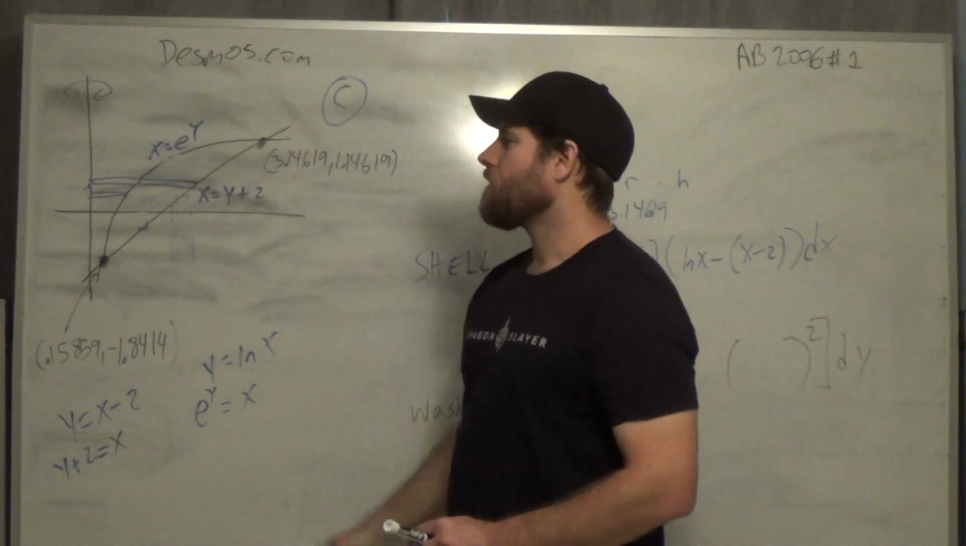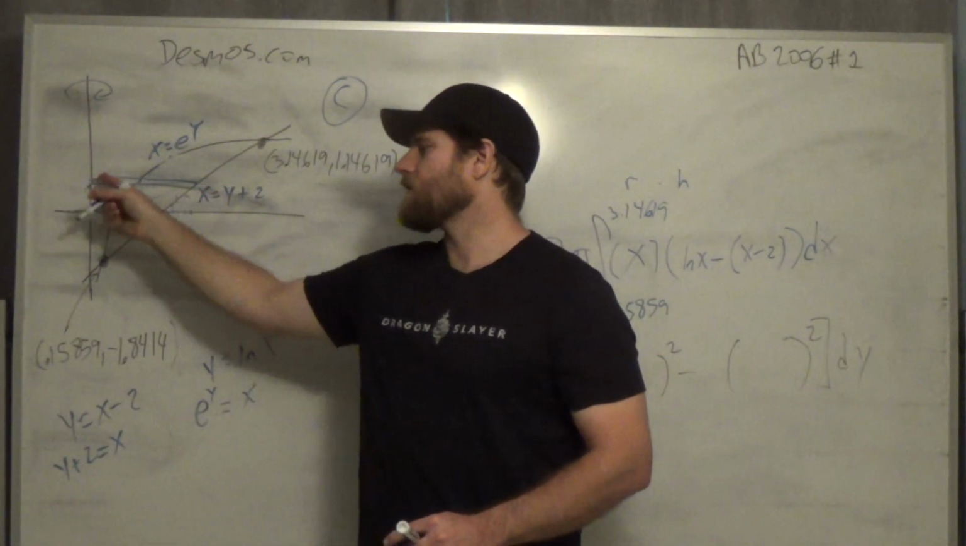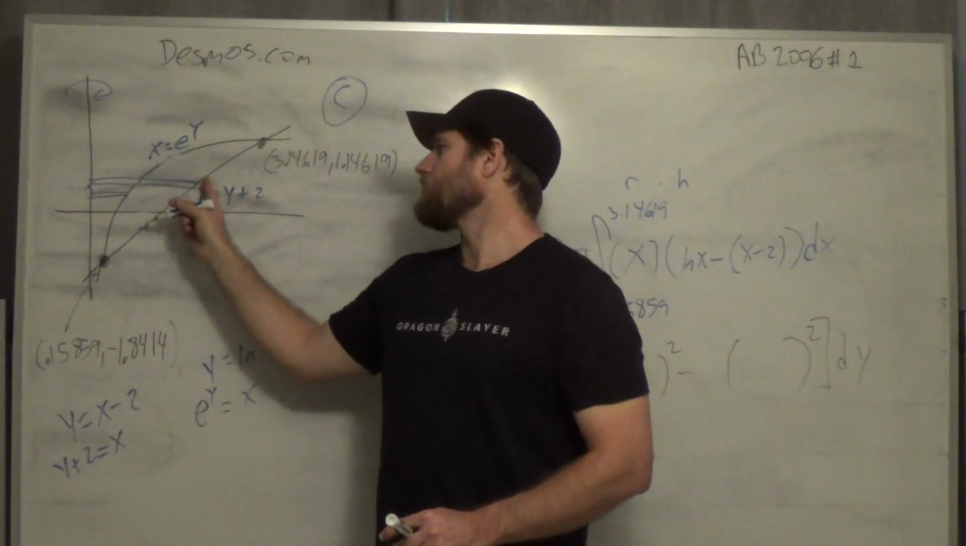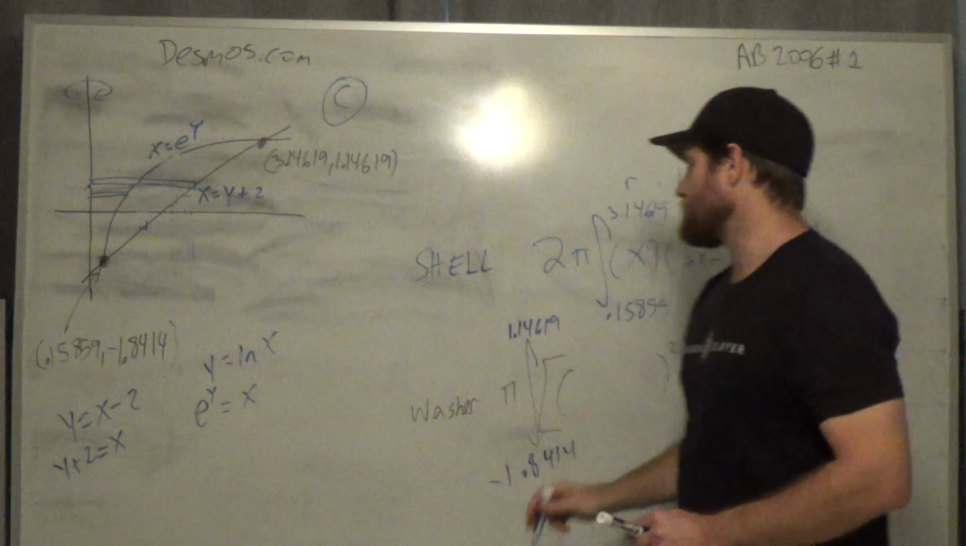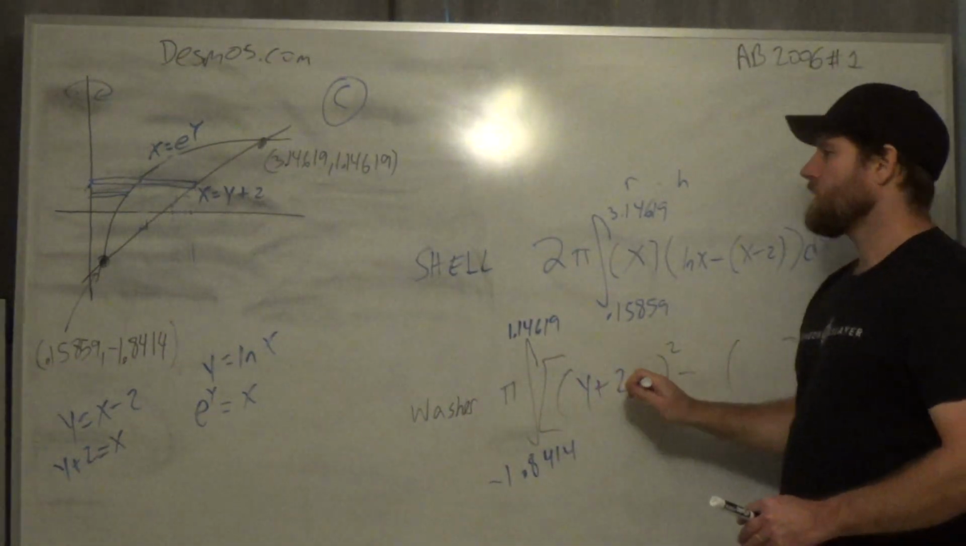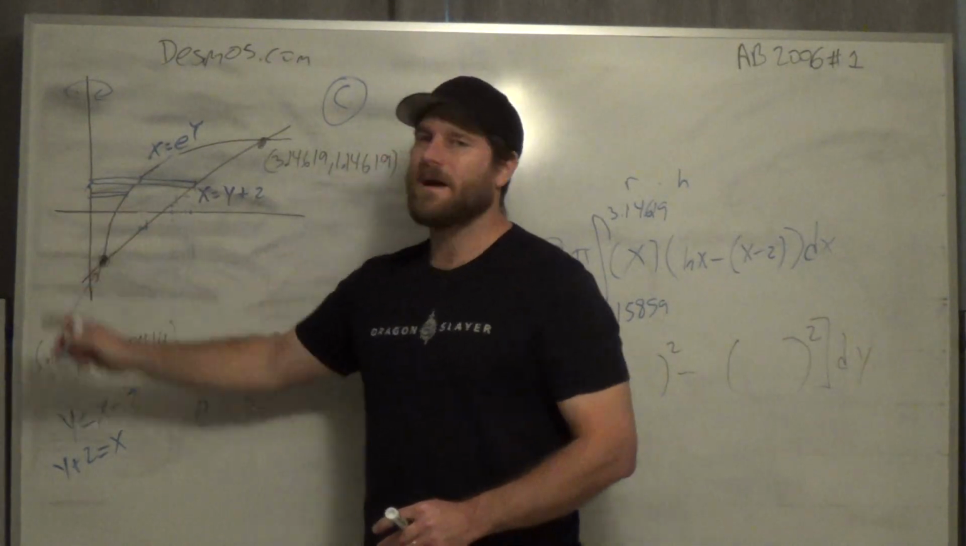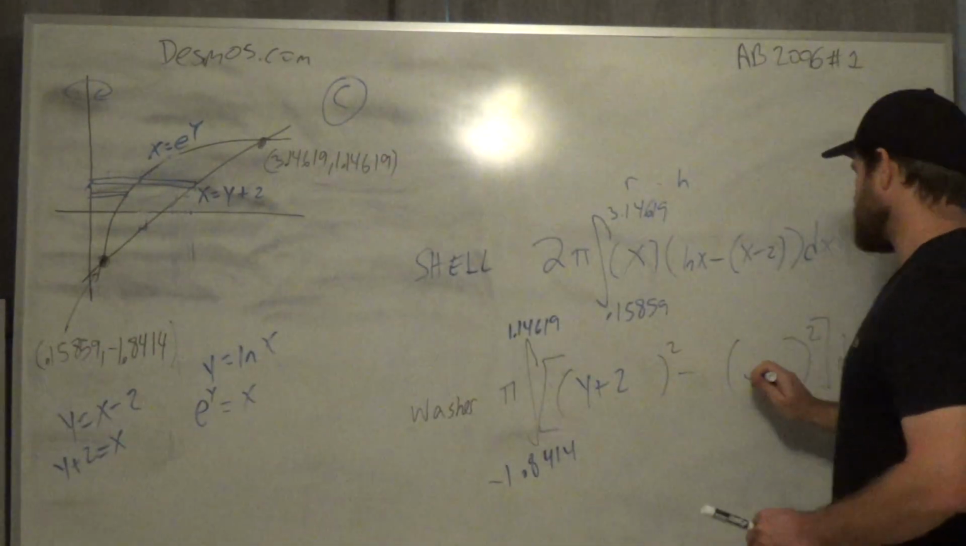Okay, so my outer radius is this one right here. I want to know how far it is. It's right equation minus left. Left equation is 0. So it's y plus 2 minus 0, or simply y plus 2. And my inner radius, right minus left, is e to the y minus 0, or simply e to the y.